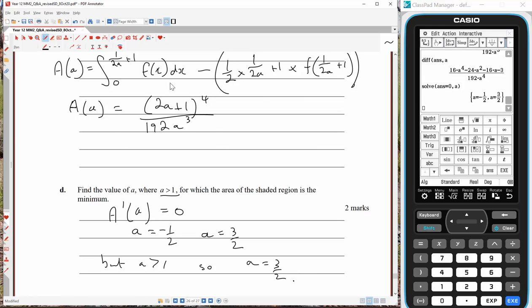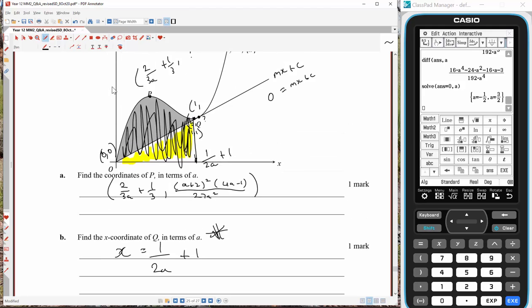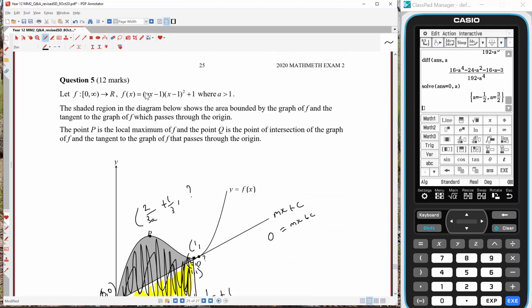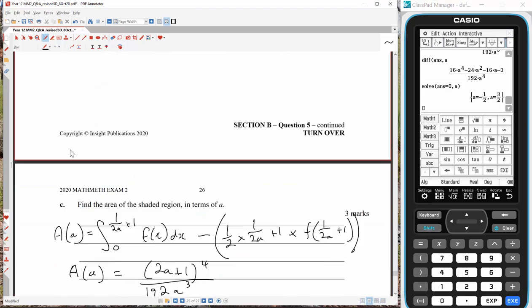So essentially, when this value A is 3 on 2, what that will do is minimize the area. All the other values of A will be bigger than that one. If you're trying to make this area here as small as possible, that value of A will do it for you. All right, so let's see what else this question has to offer.